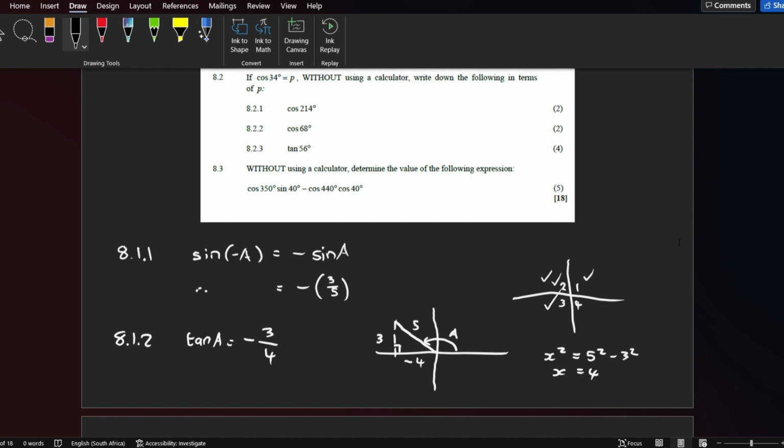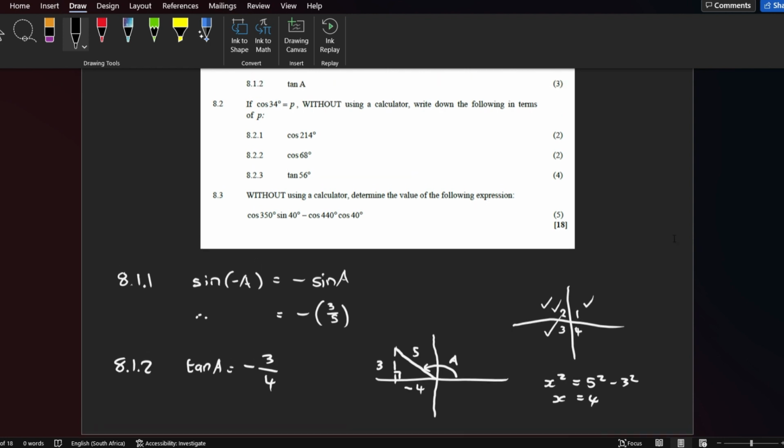Okay, moving on to question 8.2. Question 8.2 tells us if cos 34 degrees equals P, then without using a calculator, write down the following in terms of P. Okay, this is a very common question that comes out. They give you a trig ratio in terms of a letter, then they'll give you other trig ratios and tell you to determine it in terms of that letter.